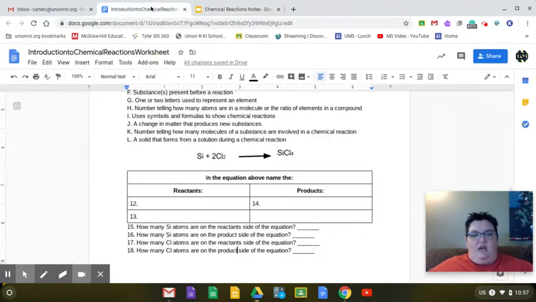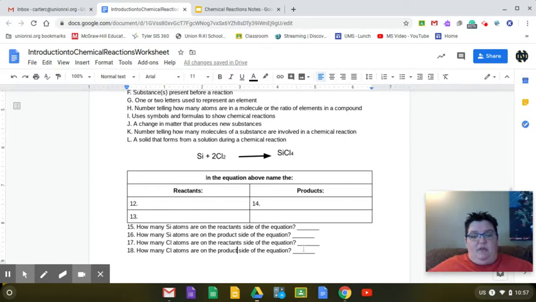Okay, and so what it's asking is, you're going to use this formula right here, and you're going to type in here all of the reactants, and then make sure you type in all of it. And then what are the products? You type that here. So there's one reactant goes here, one reactant goes here, and there's only one product. Okay, so put those there.